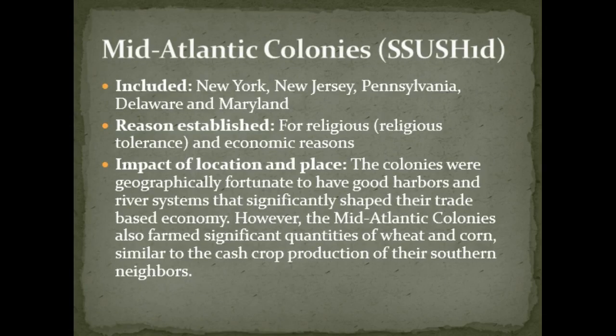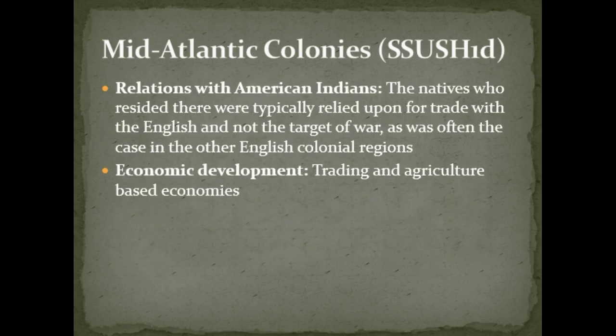As we talked about earlier, their reasons for establishment are also going to be a combination of the reasons that the Southern and the New England colonies were established. They were established for religious tolerance and for economic reasons. The impact of locations: they're going to be doing agriculture as well as trading and shipbuilding.